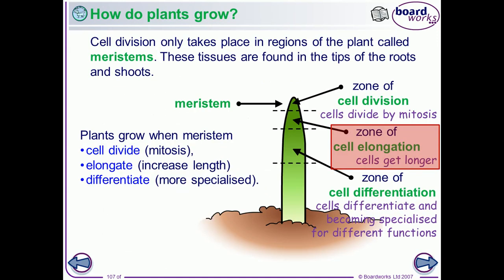We learned previously that when plants grow, their cells get longer, and that is known as cell elongation, which is a very key word when explaining the effect of plant hormones.